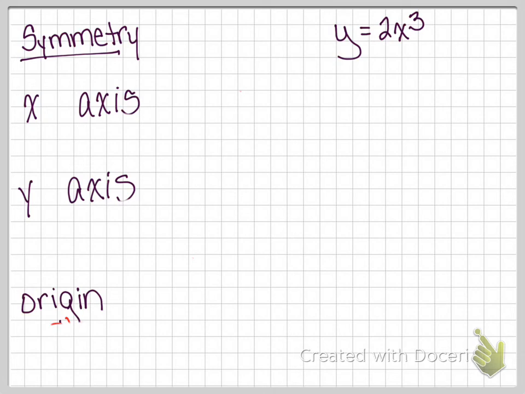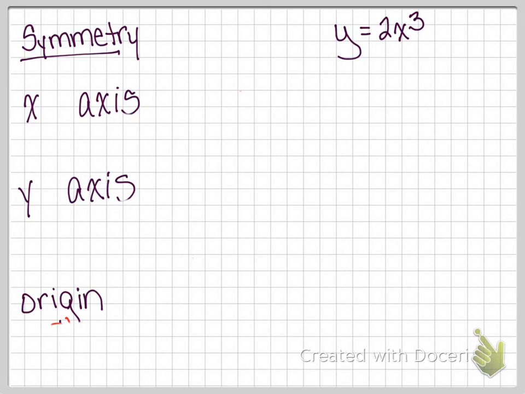Okay? So I have replaced my y value right here with the opposite of y. My x value stays the same. My y values are opposite. That's what makes something symmetrical across the x-axis: you replace y with the opposite of y.